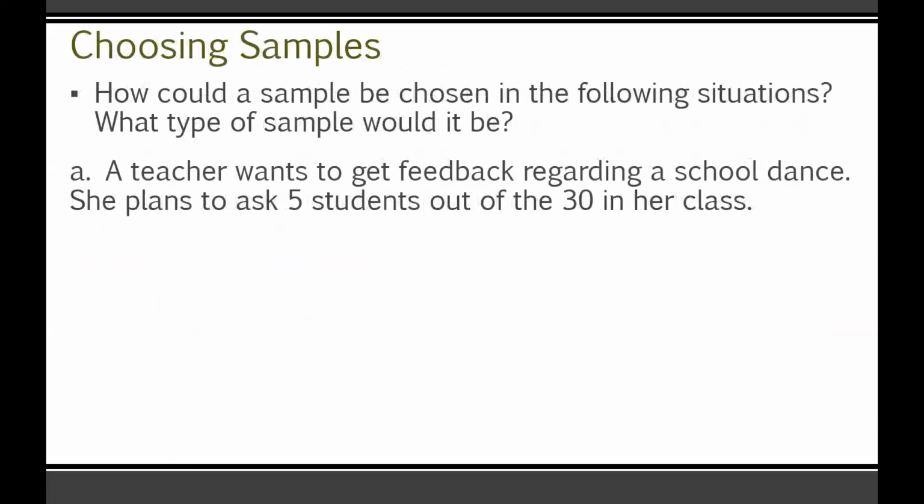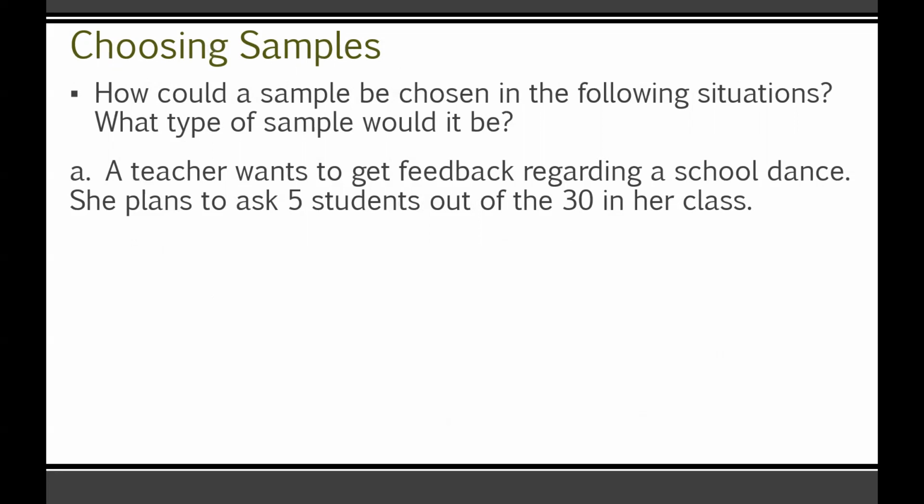Anyway, moving on. Now, choosing samples. How could a sample be chosen in the following situations? So in other words, which one of those 5 sample methods are we going to do in these situations? So first question, a teacher wants to get feedback regarding a school dance. She plans to ask 5 students out of the 30 in her class. How could you go about doing something like this?